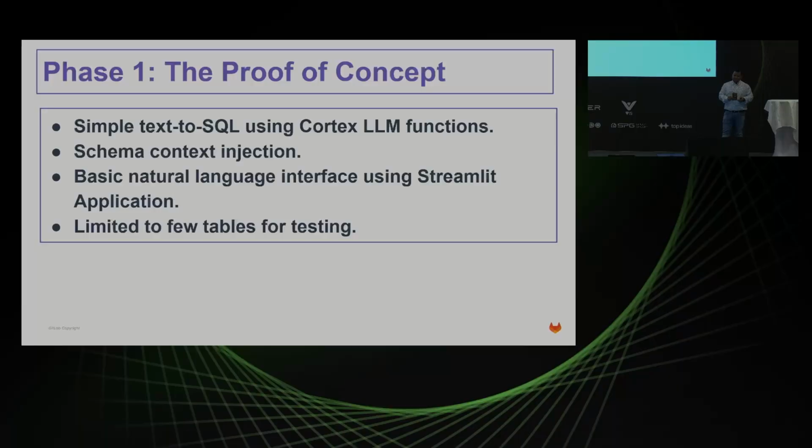So for us, when this challenge was asked, like, how can we do it? We started with phase one, which was to build the proof of concept. We built a very simple text to SQL with Cortex LLM functions, a schema context injection where we provided that this is the schema, these are the columns, these are the tables. And we built a very simple Streamlit application, which was taking the prompts from the user. And that Streamlit app was shared across a limited set of users.